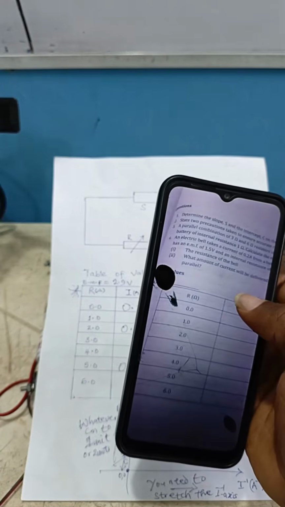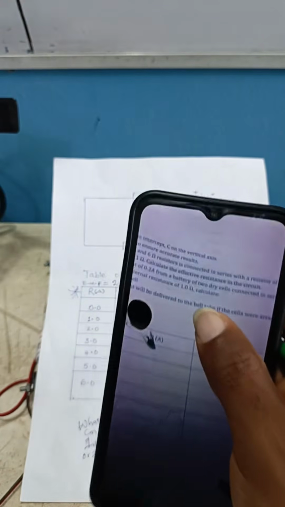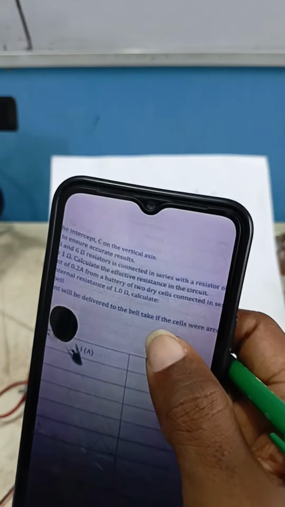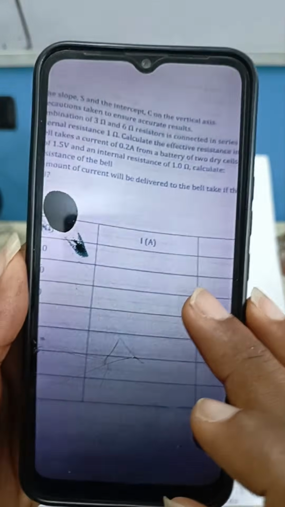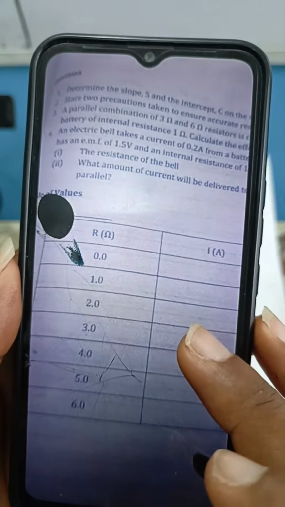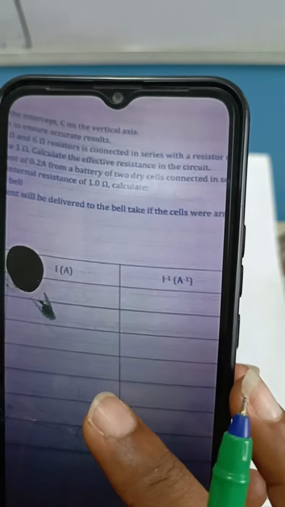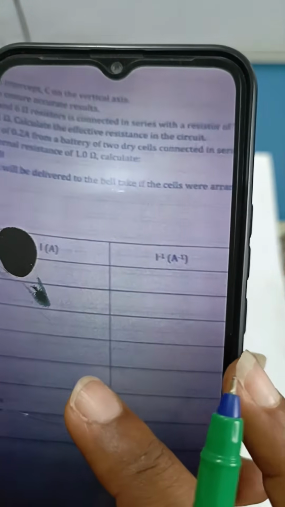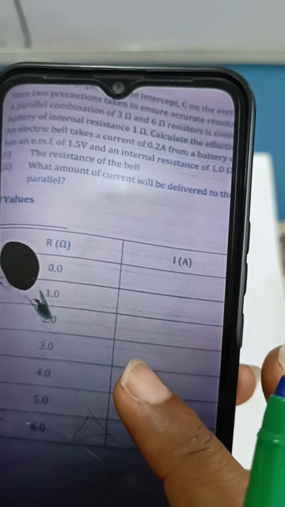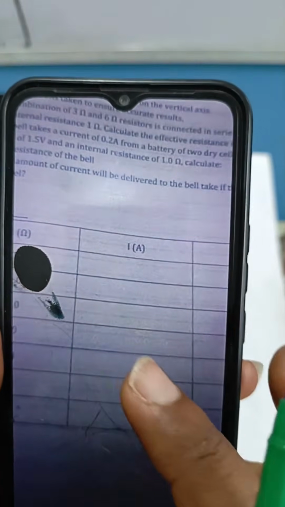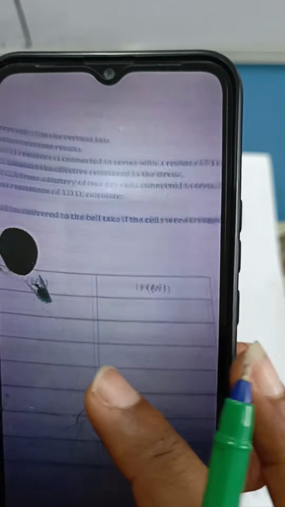Then question number 3. A parallel combination of 3 ohms and 6 ohms resistors is connected in series with a resistor of 5 ohms and a battery of internal resistance 1 ohm. Calculate the effective resistance in the circuit.